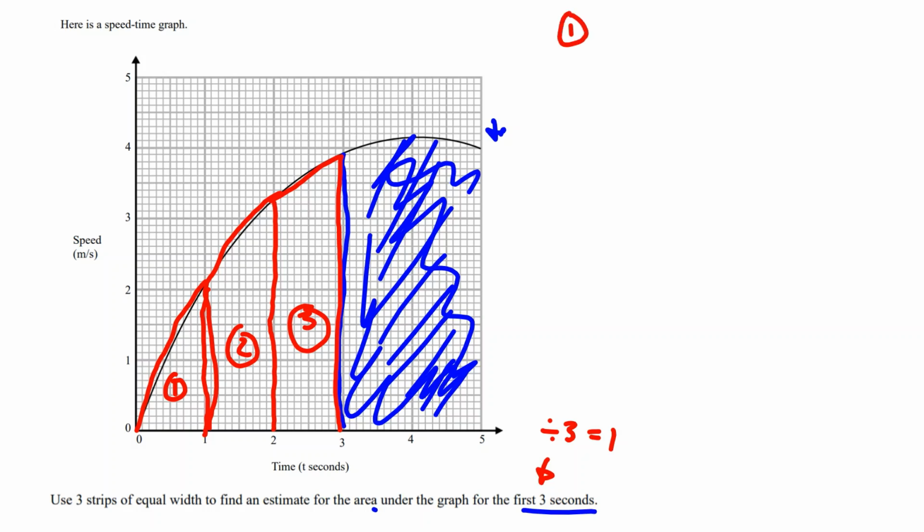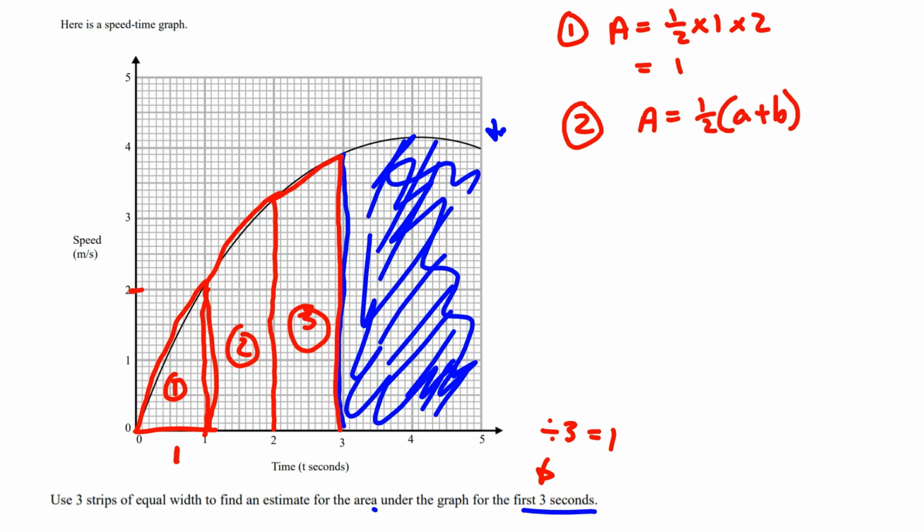So number 1, it's a triangle. The base length is going to be 1, my height is going to be 2, so the area of that is a half, base which is 1, height which is 2, half of 2 is 1, 1 times 1 is 1. Part 2. So this is a trapezium. So the formula for my trapezium is a half multiplied by a plus b. So a and b are my 2 parallel sides times my height.